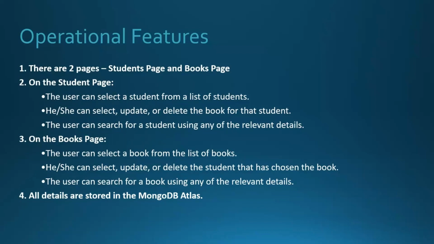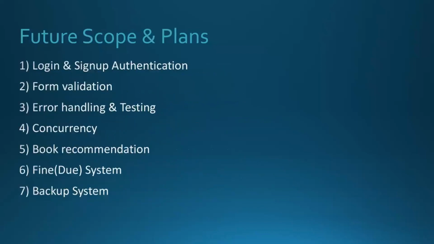Meanwhile, to ensure data persistence and scalability, all details related to students, books, and their associations are stored in the MongoDB Atlas database. This reliable database system ensures that librarians can access and manage records effectively, providing a solid foundation for the library management system. These operational features of Bookopia, combined with the code-based features we discussed earlier, create a comprehensive and user-friendly library management solution. Now we will look at future scope and plans.